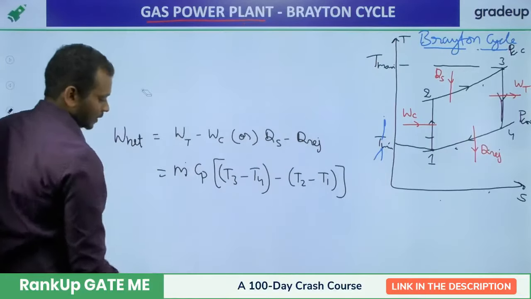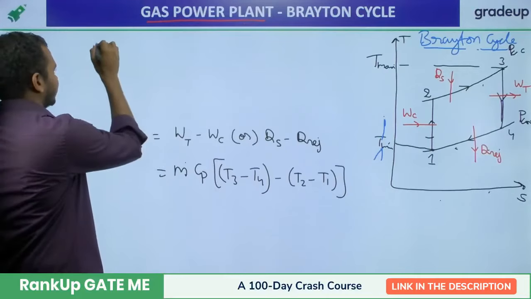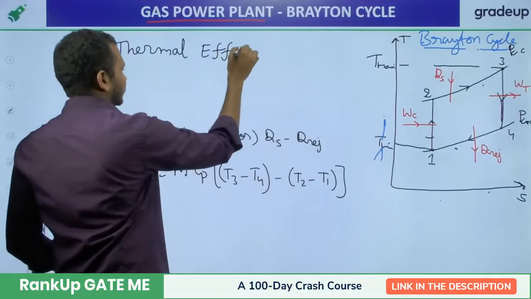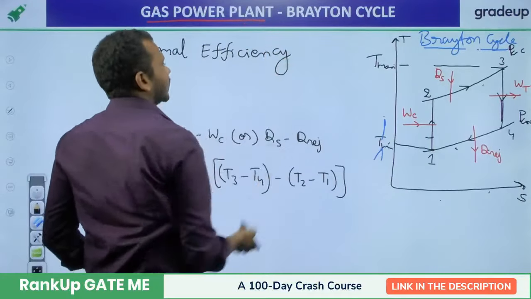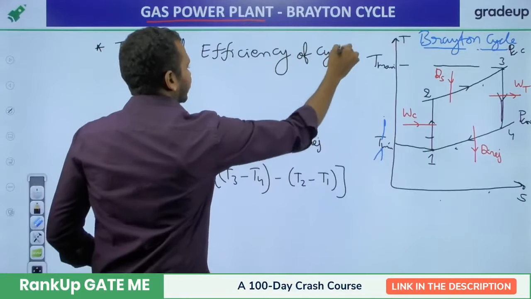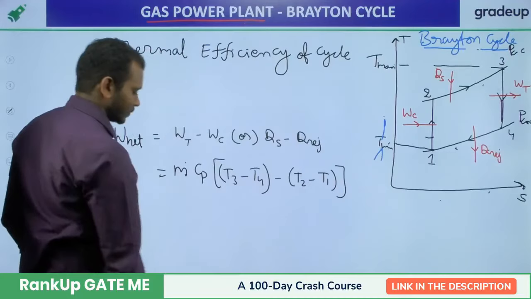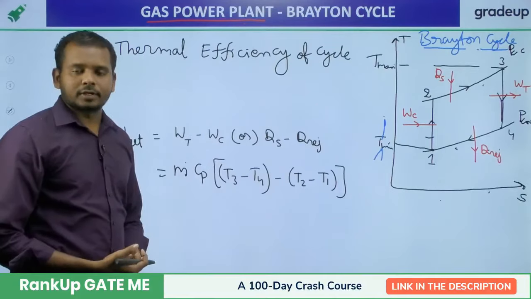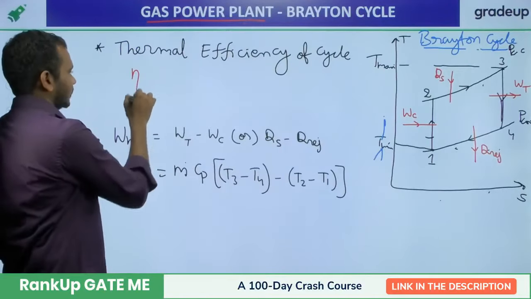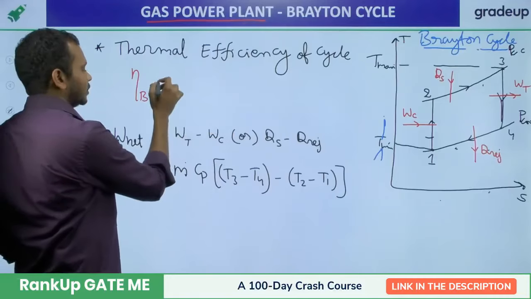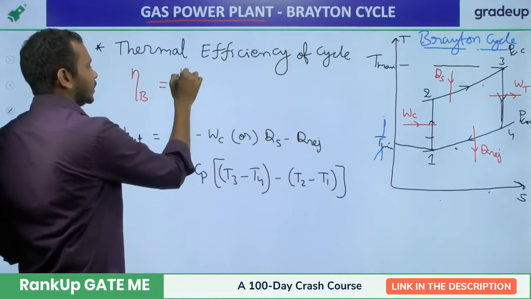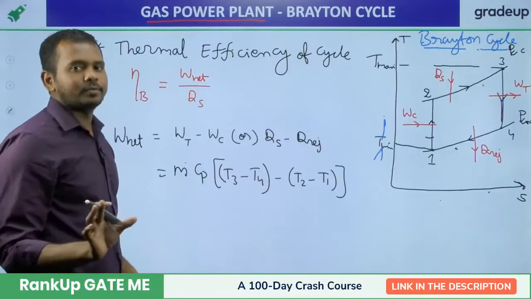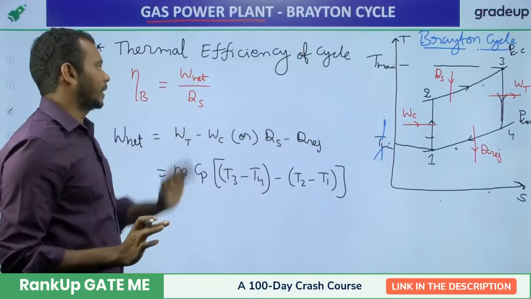Now let's take the thermal efficiency of the cycle. What is the thermal efficiency of a cycle? Can anyone tell me? Thermal efficiency of a cycle is nothing but the net work output by heat supplied. So we are calculating the thermal efficiency for the Brayton cycle. Let us take eta B, which is equal to net work output by heat supplied. Thermal efficiency in any cycle is always the same equation. It is always the net work output by heat supplied.